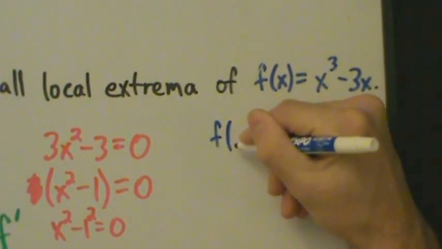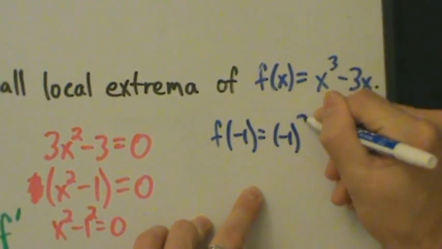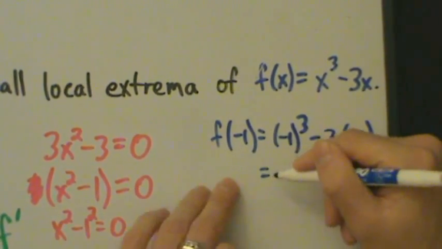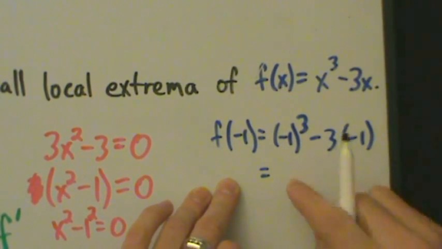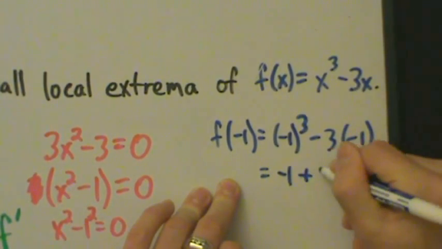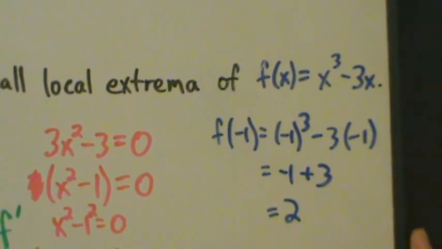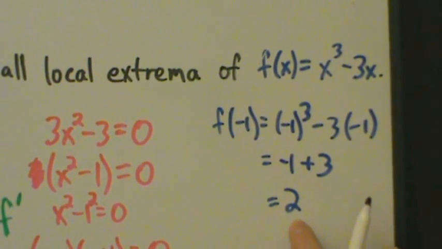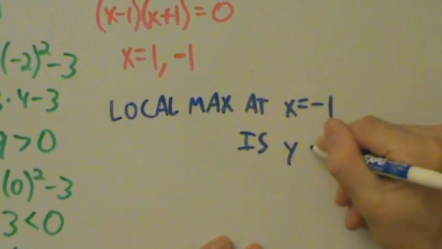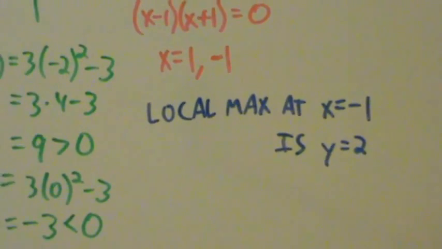So f of negative 1 equals negative 1 cubed minus 3 times negative 1. Now, negative 1 cubed is just negative 1. Minus 3 times negative 1 means plus 3. Negative 1 plus 3 is 2. All right, so this is the value of the local max. So the local max at x equals negative 1 is y equals 2. All right, we're almost there.